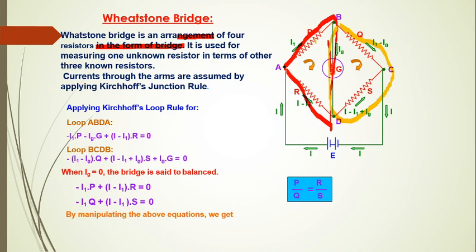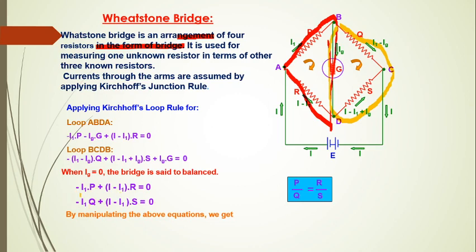When the bridge is balanced, it means no current flows through the galvanometer, so Ig equals zero. In the bridge balance condition, Ig equals zero. Substituting Ig equal to 0 in these two closed loop relations, we get minus I1 P plus I minus I1 into R equals 0. And since Ig is 0, we get I1 Q minus I minus I1 into S equals 0.